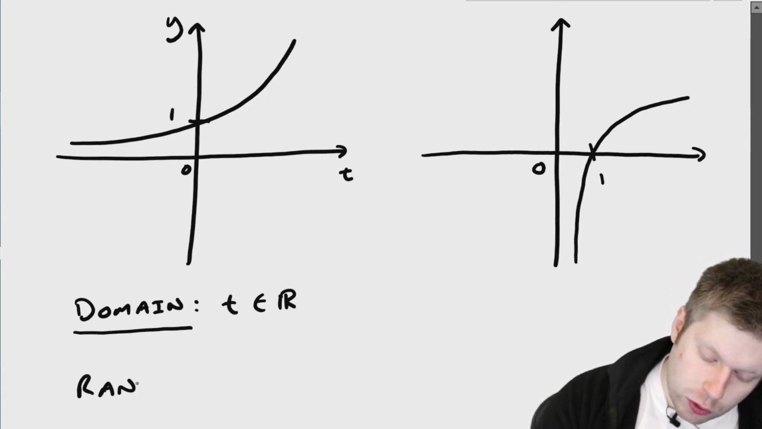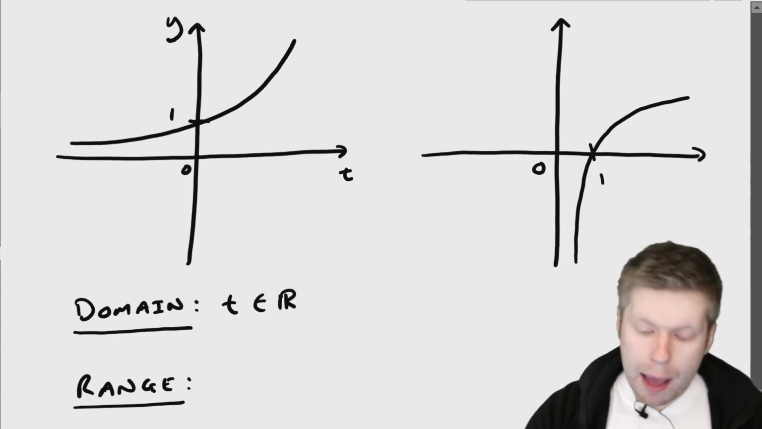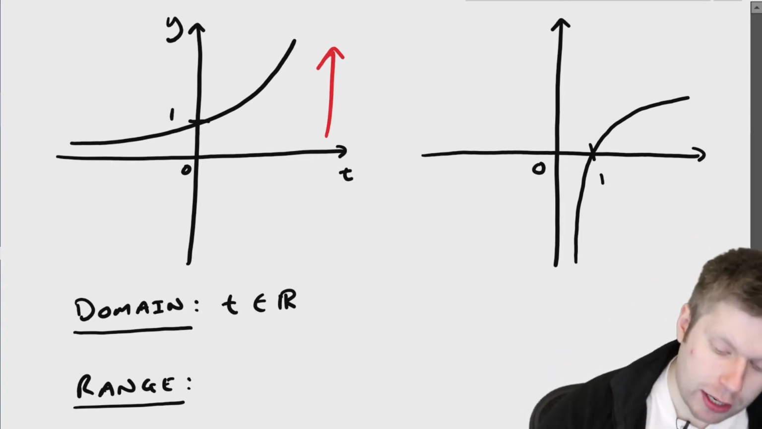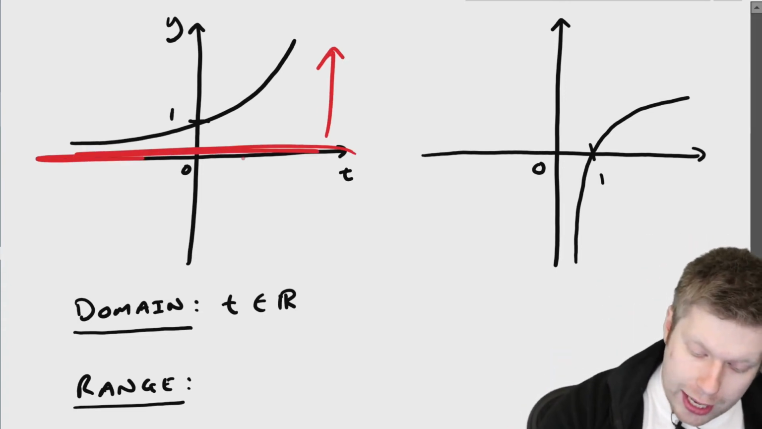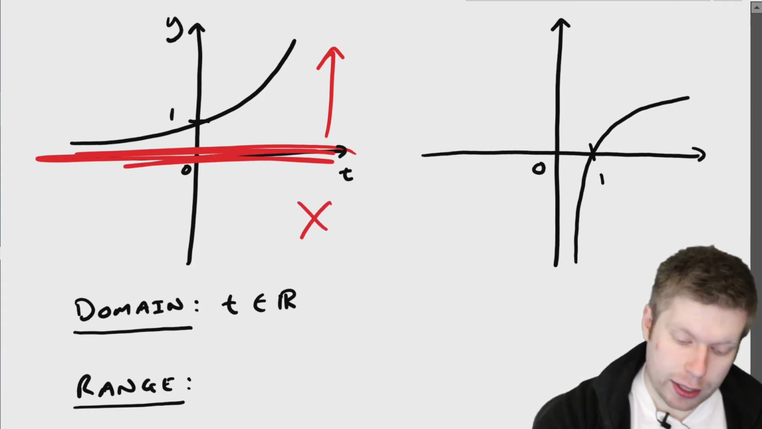What's the range? In other words, what are the set of possible output values that I can take? Well, are you happy that I can take any positive output value, but I cannot take a value of 0 because that's on the axis, and I cannot take anything down here either?